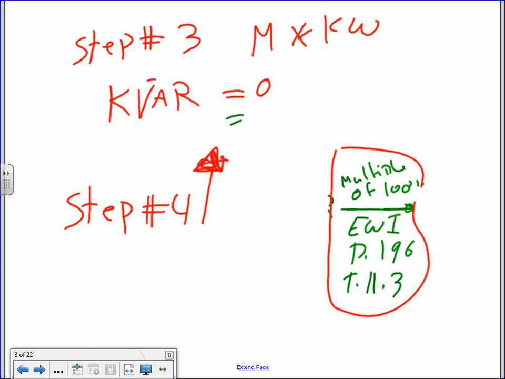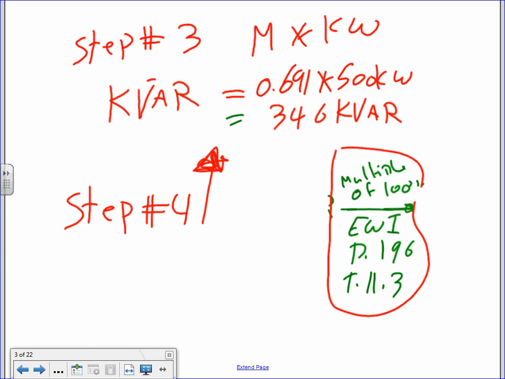So here's my 0.691, multiply this one by the 500 kW that we came up with. And if Chad did his math right, this should be the 346 kVAR. That's step number three. You go find the kVAR by multiplying it by the multiplier.